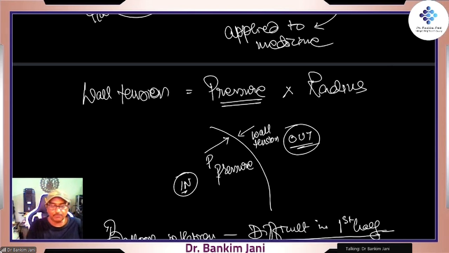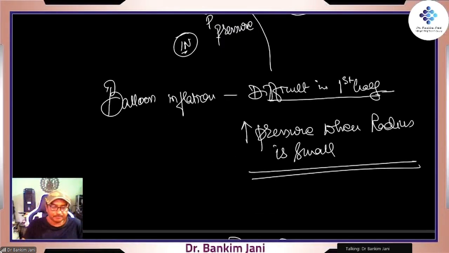So here it is, the wall tension. How much tension onto the walls? Pressure into radius. So this is that wall tension, right, which is outside. So pressure, how much pressure is getting exerted onto the walls, and what would be the radius?